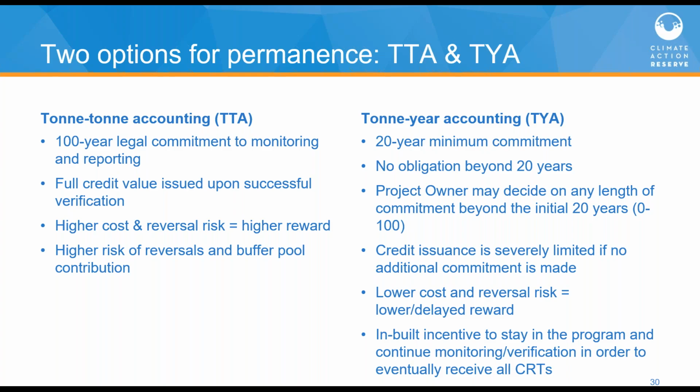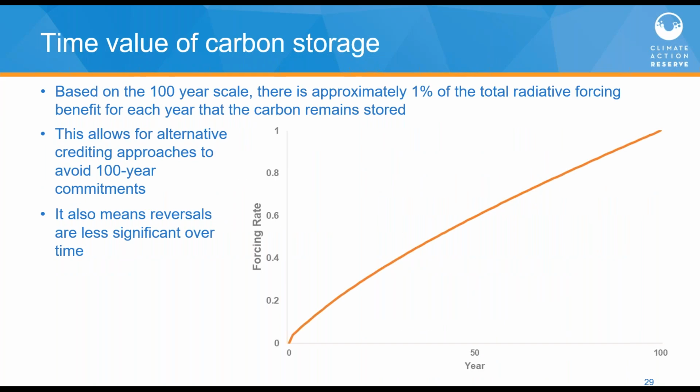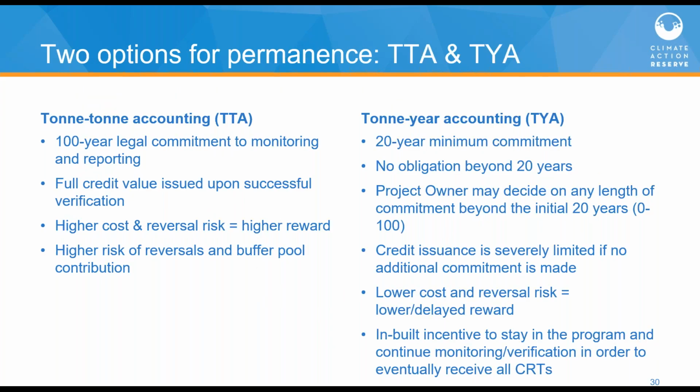We'll get into the buffer pool later, but there's basically higher risks here and more buffer pool contribution. Now with ton year accounting, we recognize this time value and parse it out 1% per year that the carbon is protected. We do ask for a 20-year minimum commitment. So we want the baseline to be valid, that you're not just putting off crop cultivation for a year or 2 in order to get some credits, but you're going to do it anyway. This is about really conserving the land for a significant amount of time.